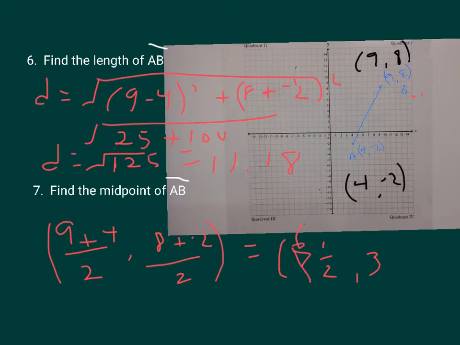6.5, 3. And part of the things you want to do is check, and when you look at it, if you go over 6.5 and up 3, you're on the line. If you go over 7.5 and up 3, it's not on the line. So the 7.5, 3 was not a reasonable answer. So we go 6.5, 3 for that one.